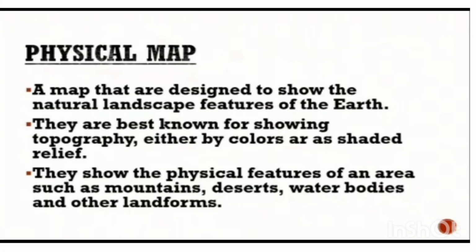So the physical maps are designed to show the natural landscape features of the earth. They are best known for showing topography, and colors are shaded so that we can see them. For example, we use the color blue for the rivers and oceans, we use the color brown for the mountains, and we use green for the grasslands. So this is actually how the physical maps are done.